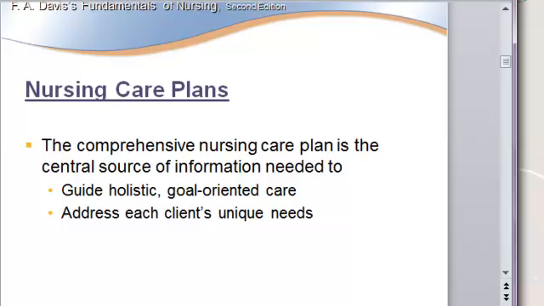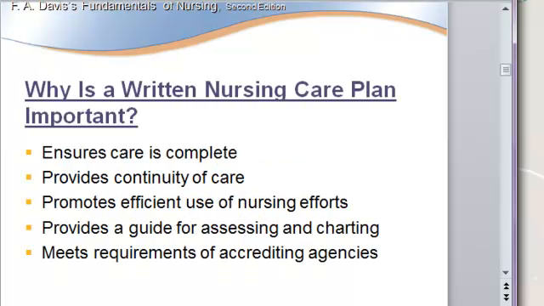So, nursing care plans. Nursing care plans are comprehensive, a central source of information needed to basically guide our goal-oriented care. And it addresses each client's unique needs and perspectives. So you may ask, why is a written nursing care plan important?